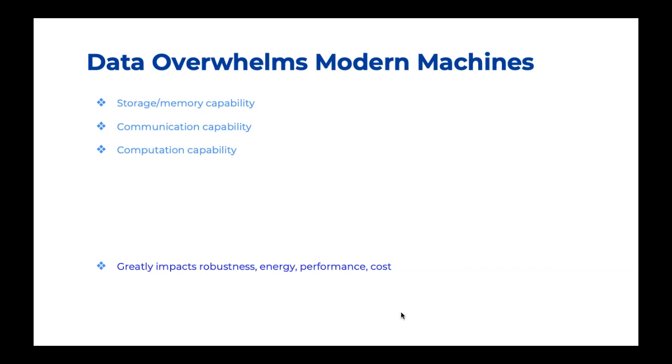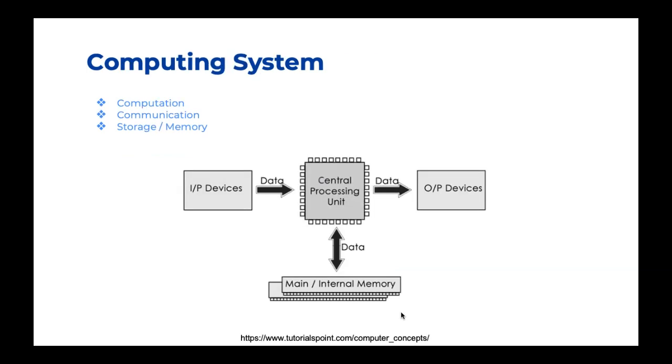We don't have a good architecture if it consumes a lot of energy, or its performance is so low, or its cost is so high. So what we need is a computation machine that has great robustness, is energy efficient, and has high performance with a low cost. How can we achieve that? We talked about that. Our computation system is like that.